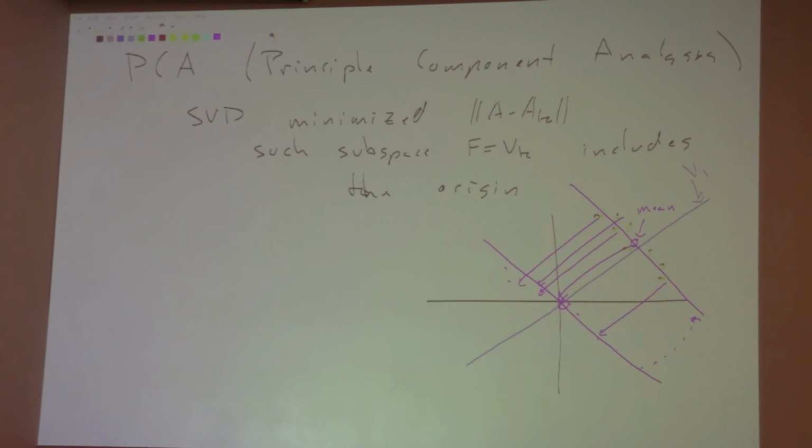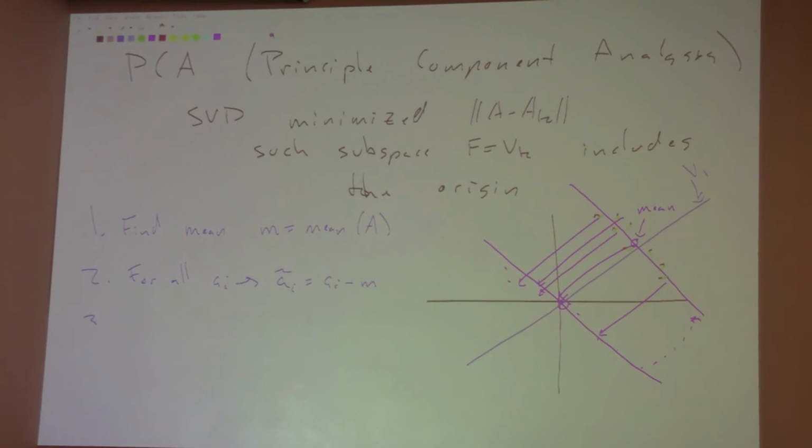So basically the algorithm is: first, find the mean of the data. Let's call this M. And then second, for all A_i, shift to A_i bar equals A_i minus this mean. After I do this, now the mean is at the origin.